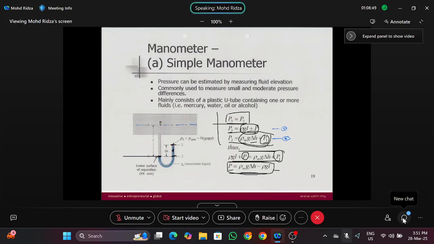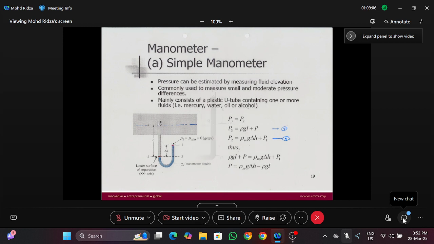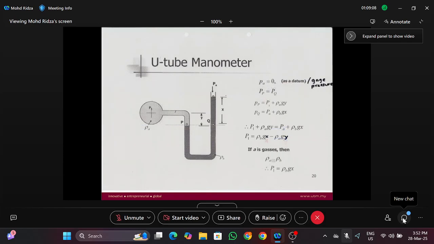Again, the important part is the concept. Pick a point that has the same pressure and find the equation for that point using P plus rho GH. P at some point plus rho GH. So that's the equation. Same concept, exactly the same concept here.